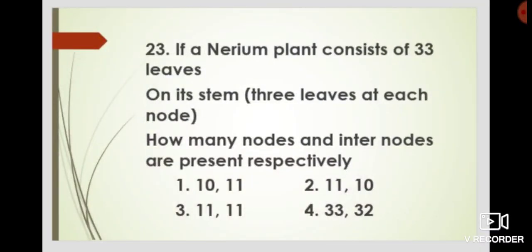Next question 23. If a Nerium plant consists of 33 leaves on its stem, that is 3 leaves at each node, how many nodes and internodes are present respectively? The right answer is 2. That is 11 and 10. 11 nodes and 10 internodes.